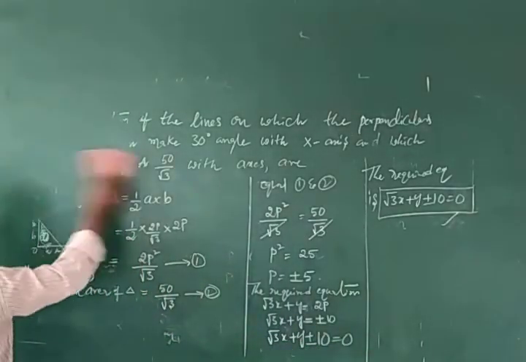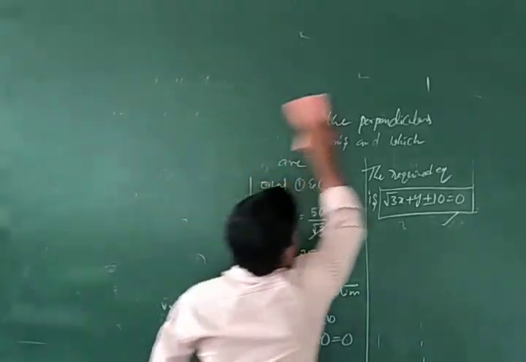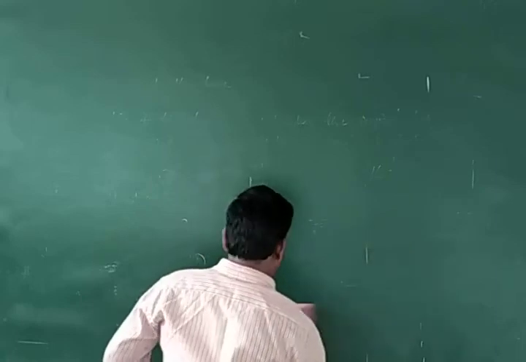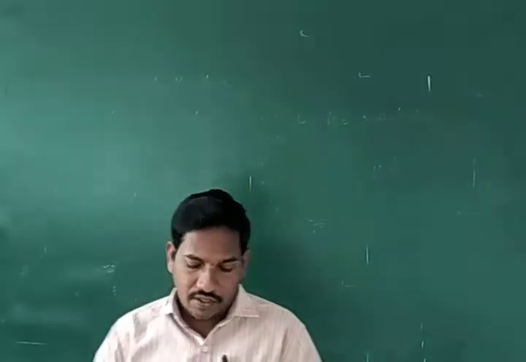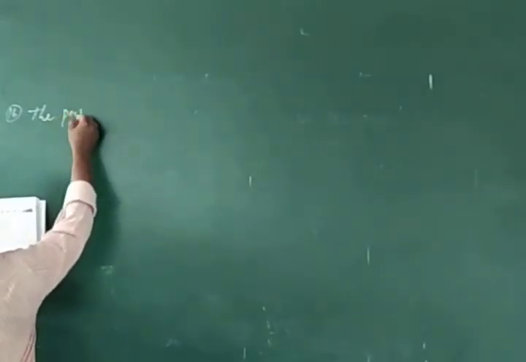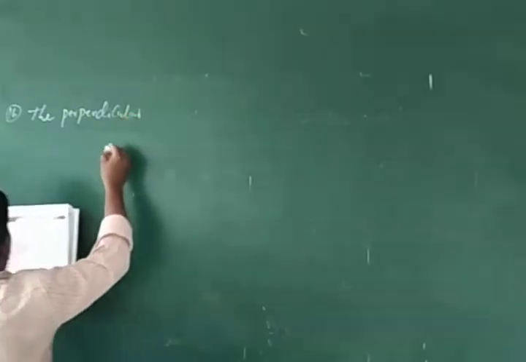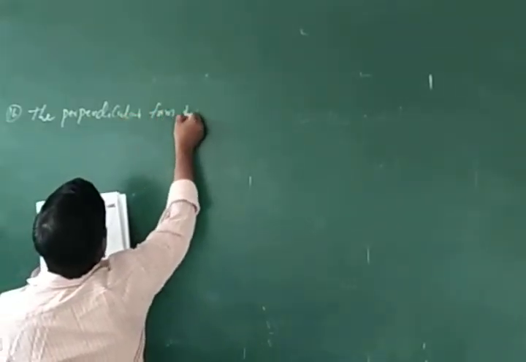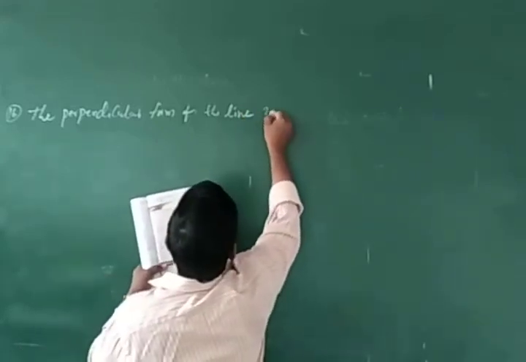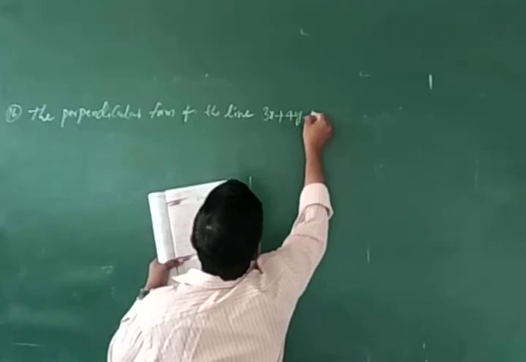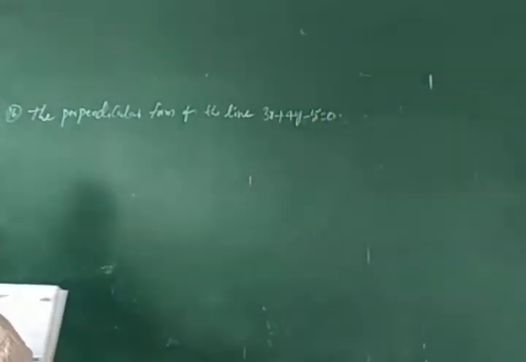16th problem. In the 16th problem, the perpendicular form of the line 3x plus 4y minus 5 equal to 0, we have to check. So we have to check for option 1.